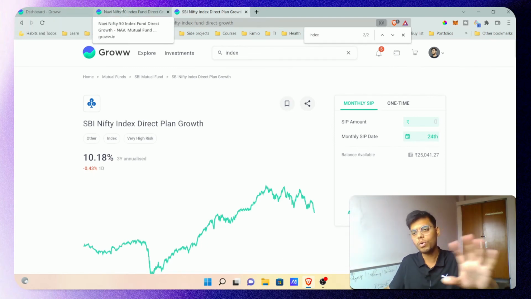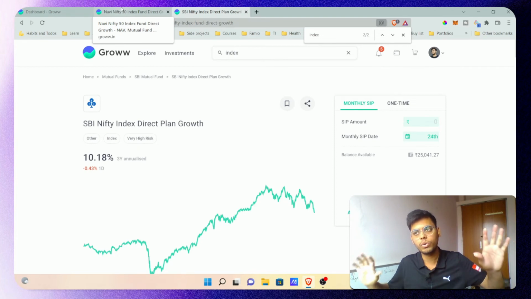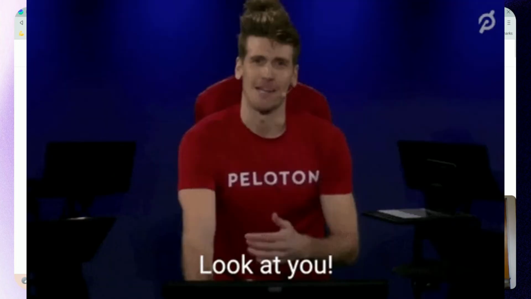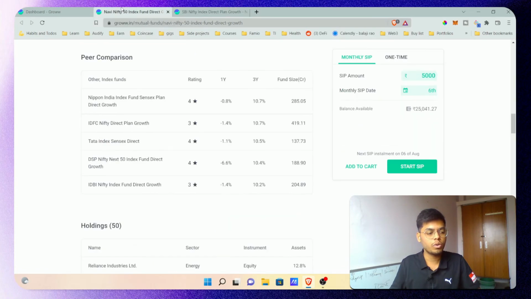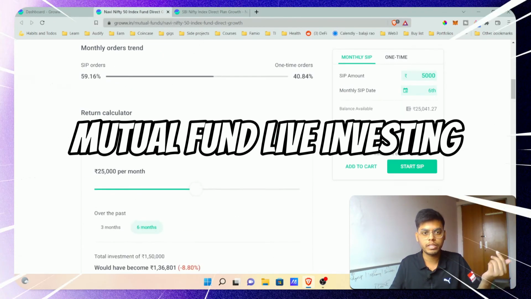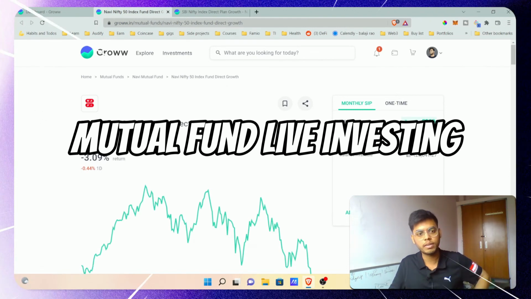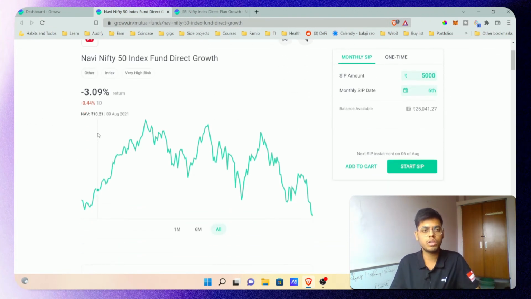So I hope you now understand what mutual funds are, how they work, what the different kinds of mutual funds are, and how to read a mutual fund page and its different terms, right? Now I'm going to do a live investment in front of you. This is the mutual fund that I've been tracking for quite some time, and I've been investing in it because the index fund is going down and down. Sometime in the future, this is going to rebound once the economy gets back on track.